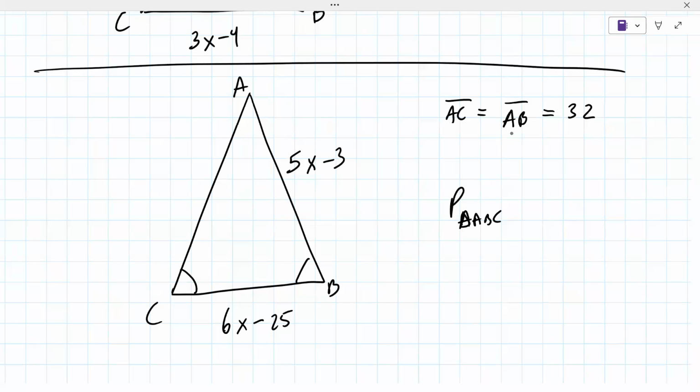X equals 7. I agree. So use that now to find the other sides as needed. 10 for CB. CB is not 10. 6 times 7 is 42. 42 minus 25. 17. All right.